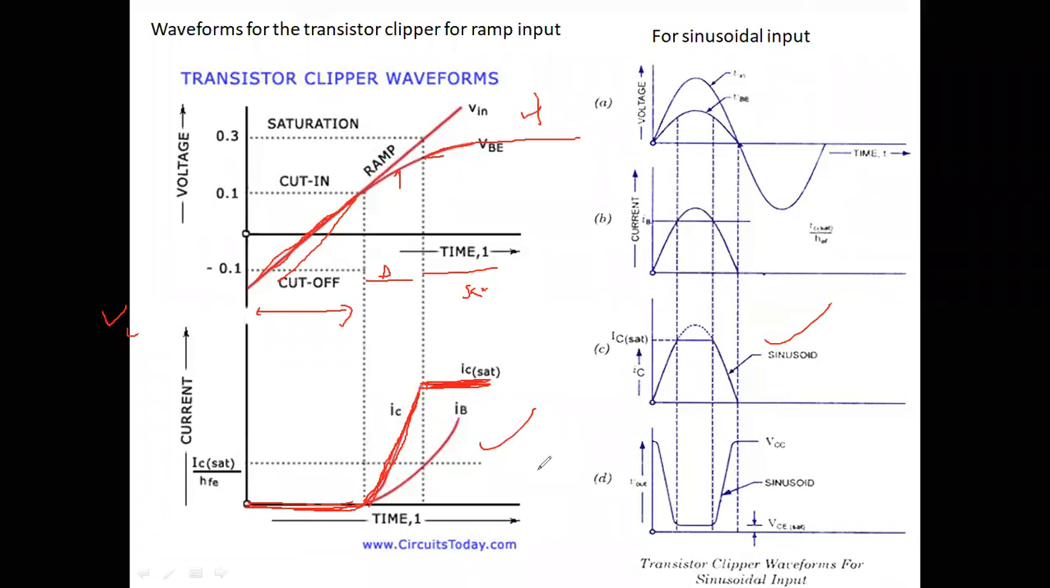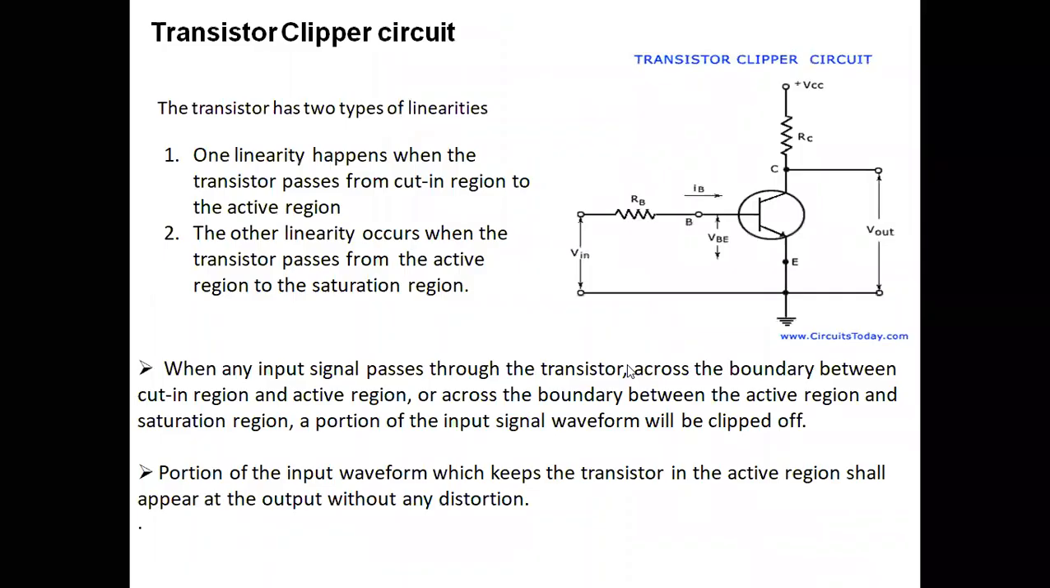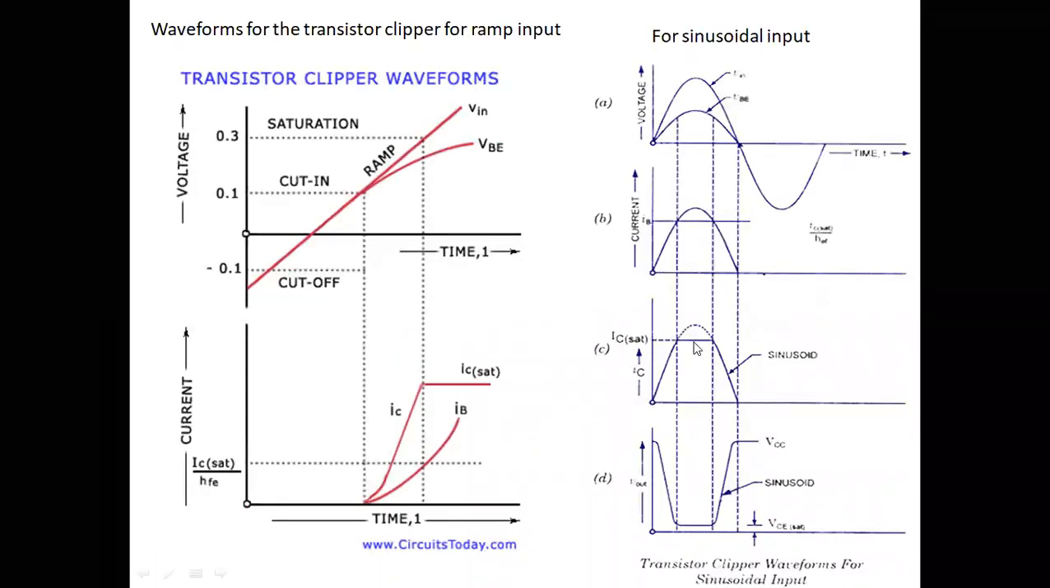I think you are clear with this: the transistor as a clipper. Basically, depending upon its regions, it is going to clip the output waveform. We have seen the different types of inputs and the different outputs we observed.